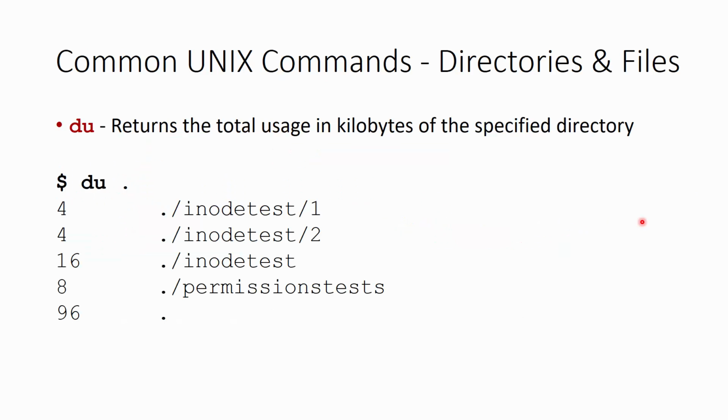All right, a couple other utility commands here. The du command is how you would return the total usage in kilobytes of the specified directory. So if I want to say, give me the disk usage of the current directory, it'll tell me for all the directories that are in there how many kilobytes are being used in those directories. So inode test-1 consisted of 4 kilobytes. Kind of interesting to see what's there, and I can see that what's in the current directory consists of 96 kilobytes.